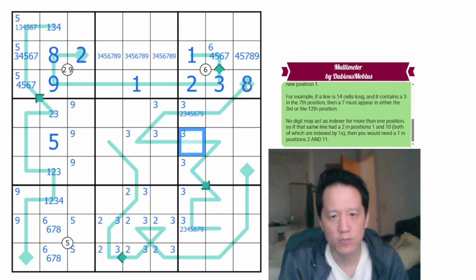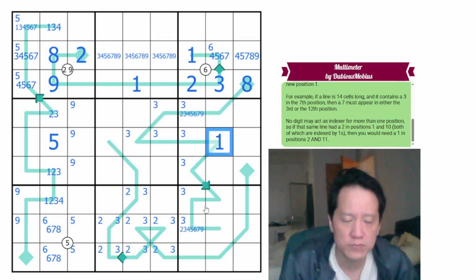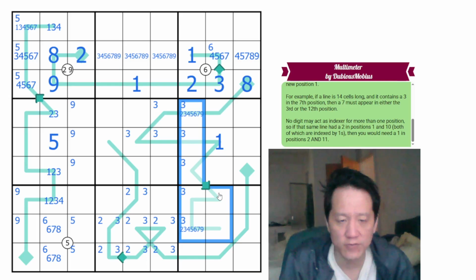Yeah. Which means in the 8th position, there's a 1. So that's 1, 2, 3, 4, 5, 6, 7, 8. So 8 has to be here. So 1 has to be here. Sorry. There needs to be another 1. And it can't be any of these, can't be here, can't be any of these. The last one has to be here.